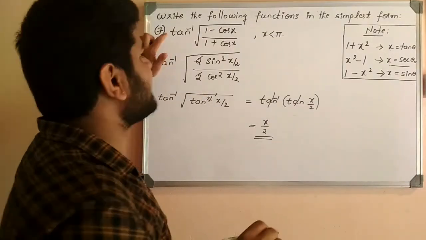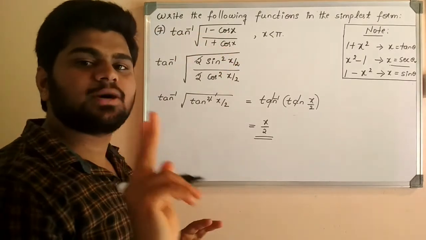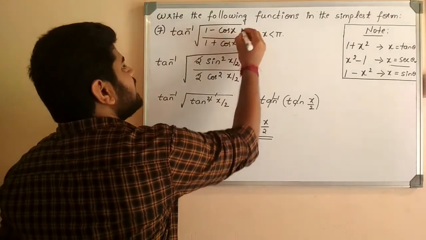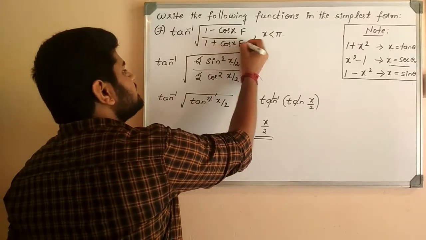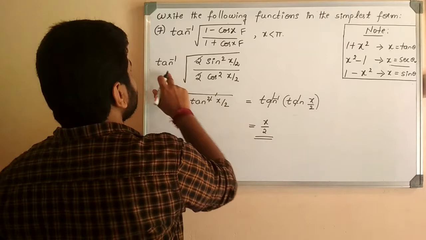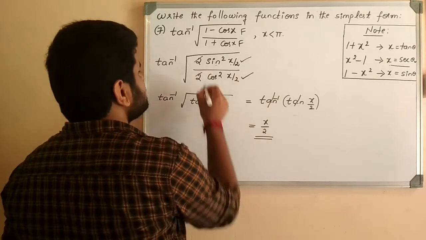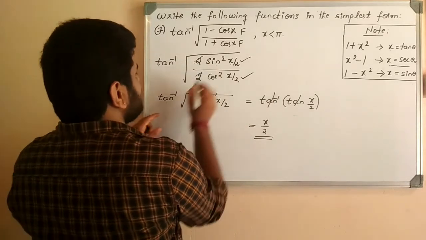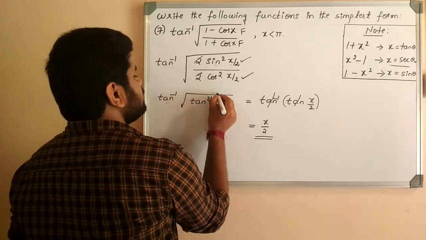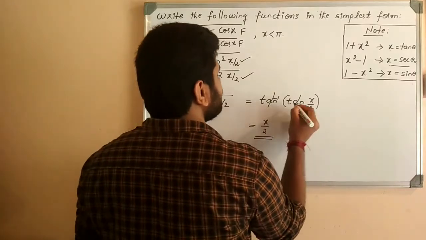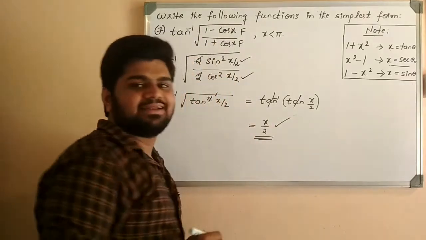So question number 7, tan inverse of root of 1 minus cos x divided by 1 plus cos x. So here you need to apply two formulas. 1 minus cos x formula is 2 sin square x by 2. 1 plus cos x means it is 2 cos square x by 2. So tan inverse of root of 2 sin square x by 2 by 2 cos square x by 2. 2 gets cancelled. So tan inverse of sin by cos is tan square x by 2. Then root and square gets cancelled. So tan inverse of tan x by 2. Tan inverse tan gets cancelled. X by 2 is the final answer.